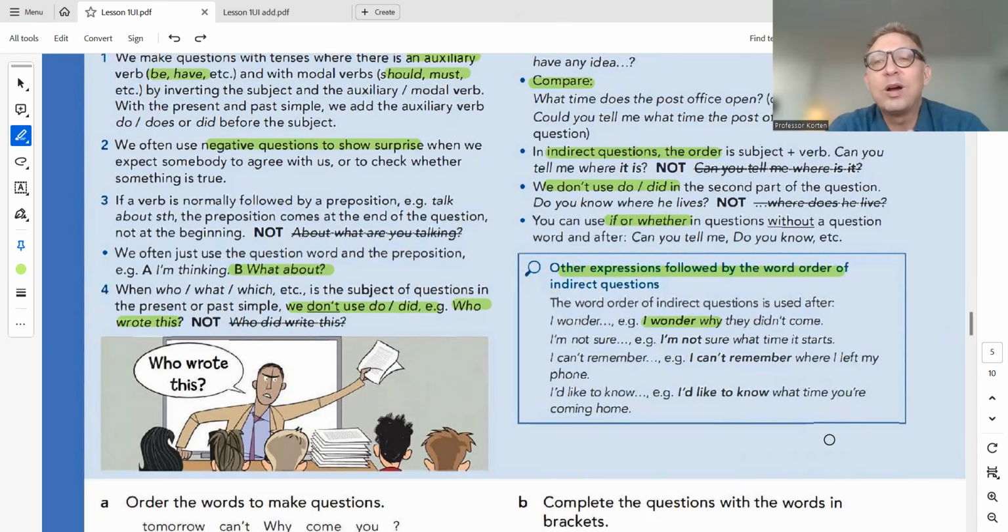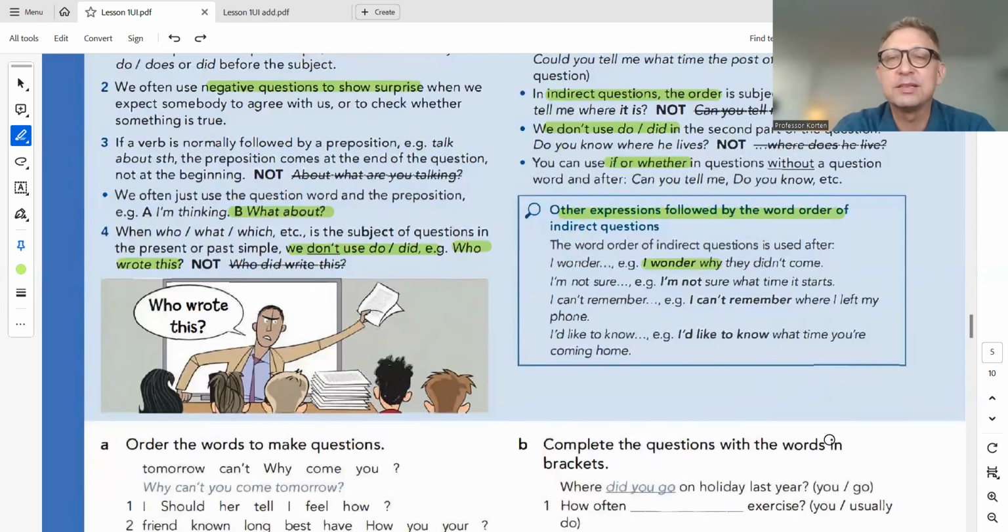All right. I'd like to know what time you're coming home. And so here we have these, which are good just to memorize, actually, so that you know these word orders aren't adjusted as with the standard questions. They keep the same structure, subject, verb, as regular sentences.